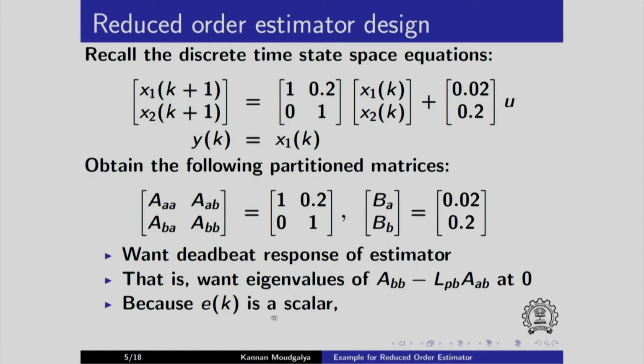So Ek is a scalar, the error of the reduced order estimator, and hence this value itself is equal to 0. Because it is a scalar, its eigenvalue is that number itself, that is 0. So from this we can get LPB to be ABB minus AAB, which is this divided by this, that is 1 divided by 0.2, and that is equal to 5.